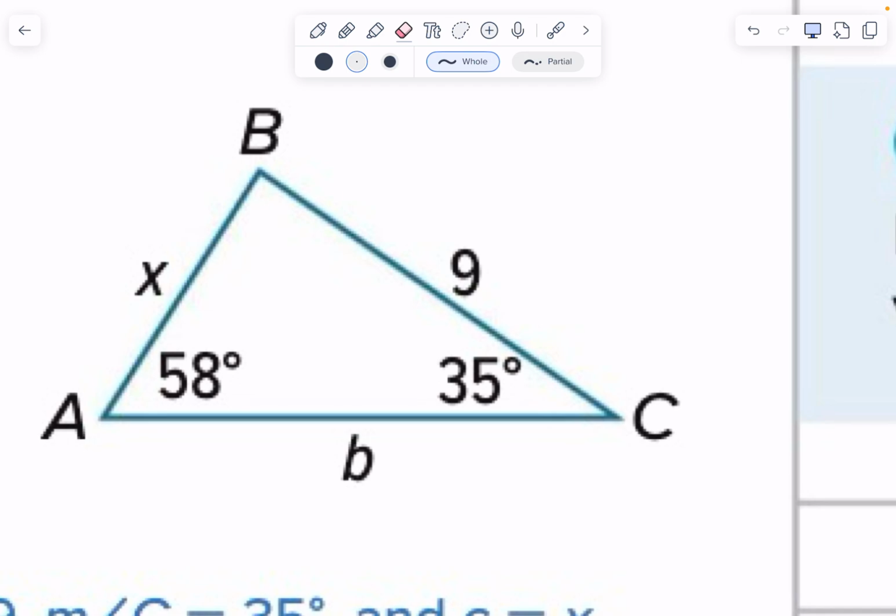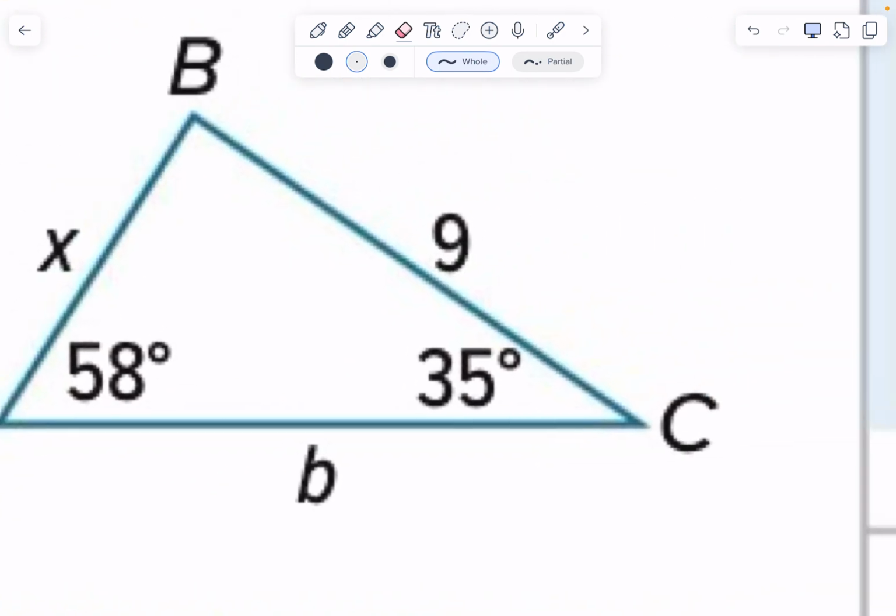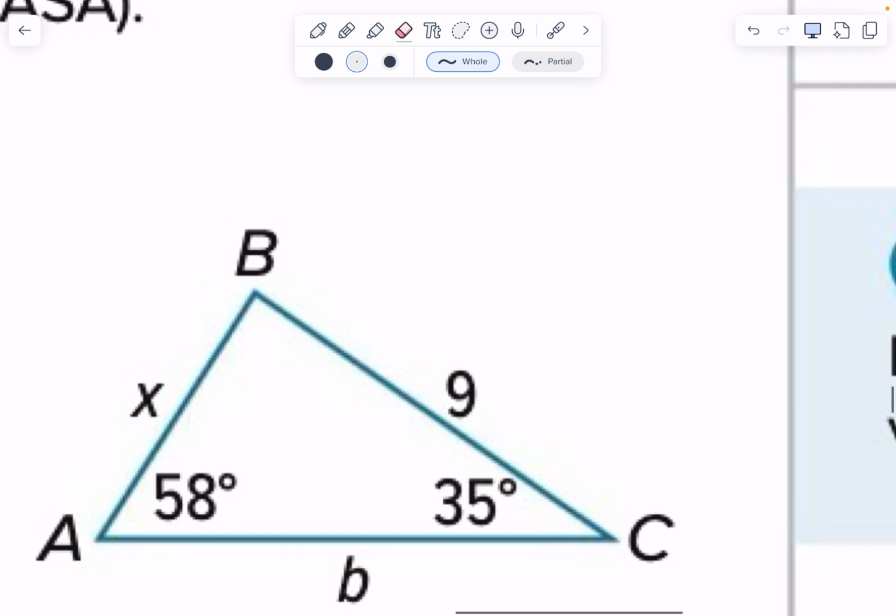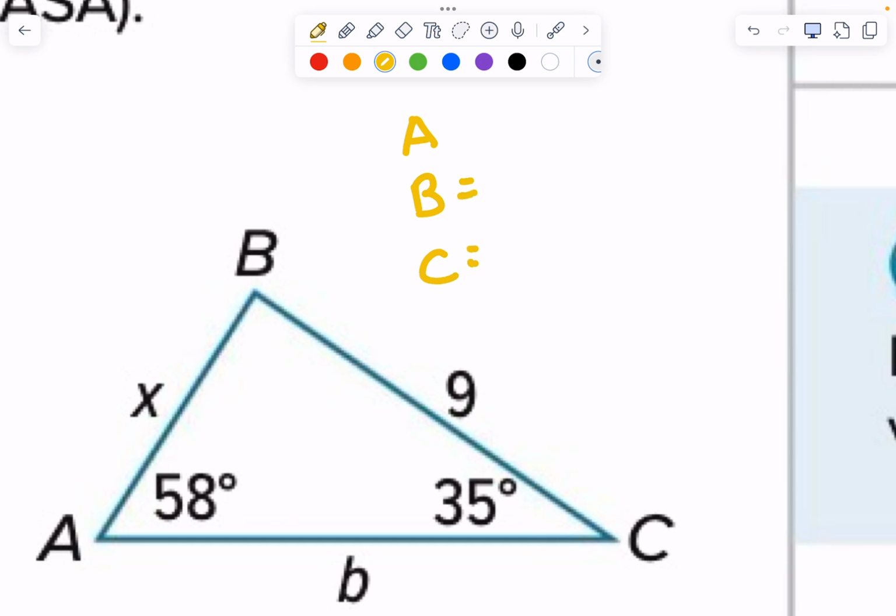They want us to solve for x. I'm going to label things that I have and things that I need. So I have capital A, capital B, capital C. Those are my angles. You have got to listen. Then we have little a, little b, and little c, which are the sides, okay?